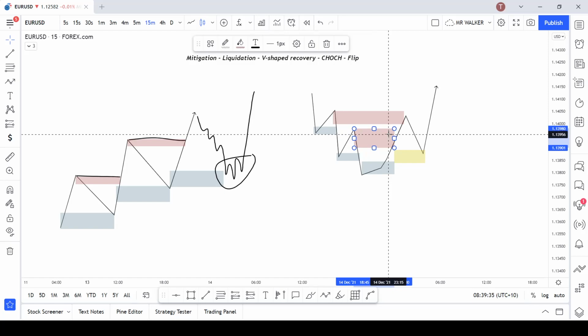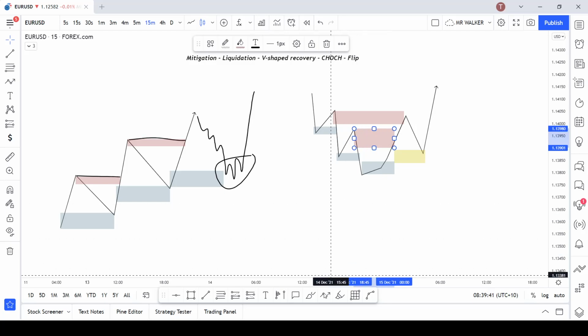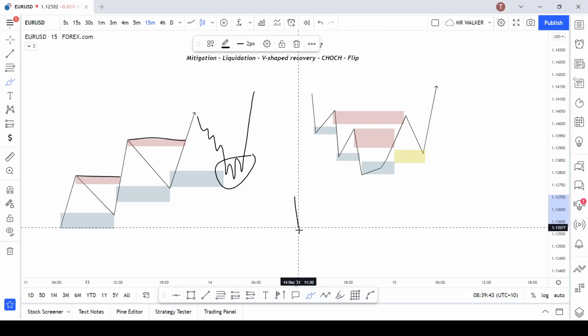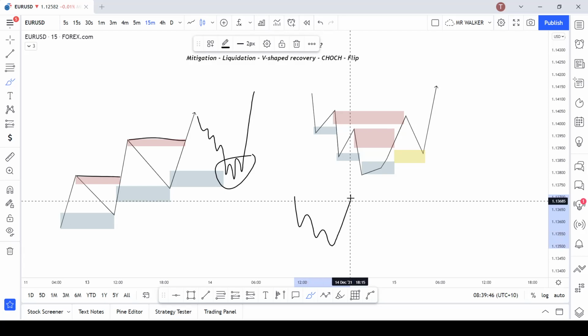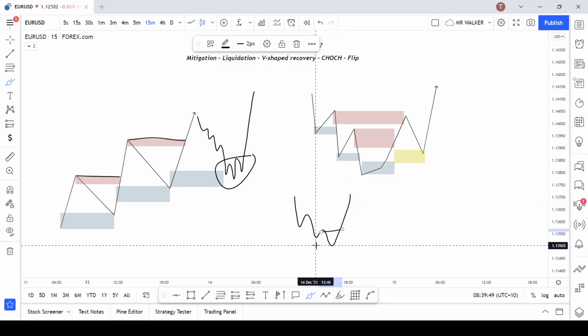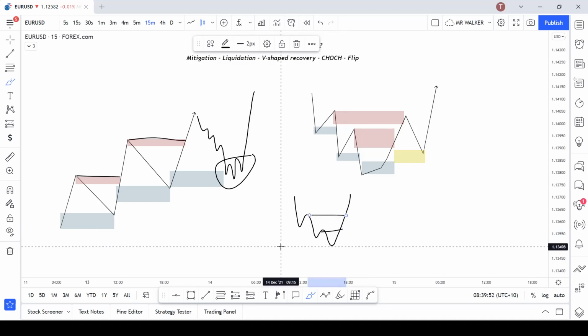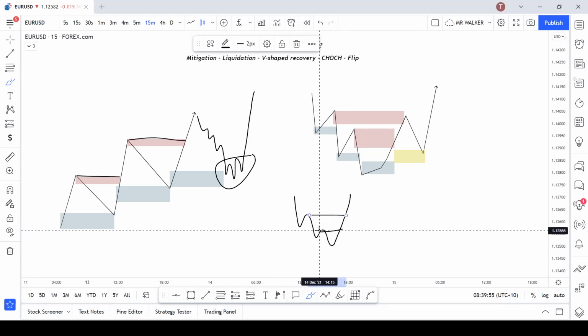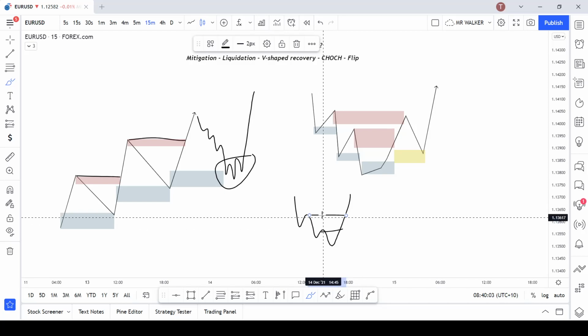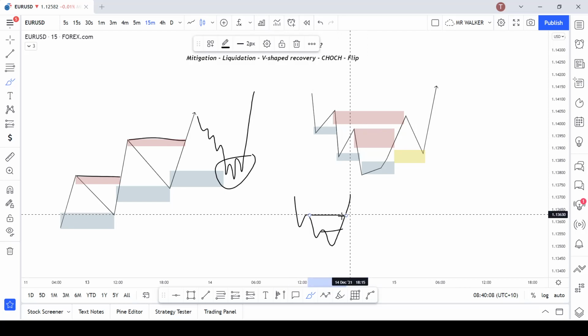If there is no reaction, then this is not a demand to supply flip or supply to demand flip. Why? Because if there is no reaction like this, there is no demand, no supply in here. Why? Because supply is the level where there are orders, and these orders should be filled. Like these sell orders should be filled with buy orders, and this interaction between sellers and buyers is shown with the help of candles.